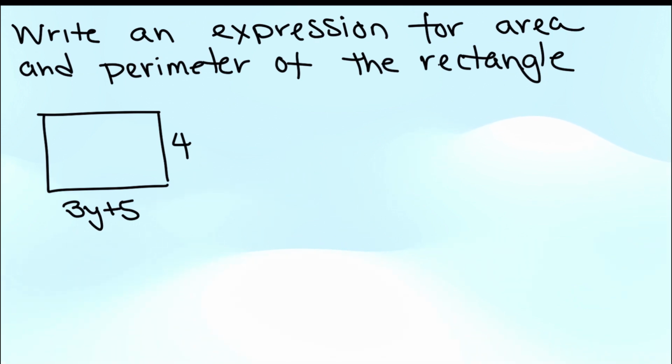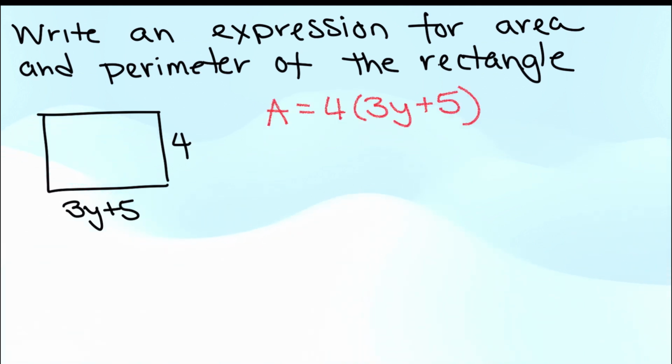Let's do another area and perimeter example. Write an expression for the area and perimeter of the rectangle. So we have a rectangle where one side is labeled as 3y plus 5 and the other side is labeled as 4. If we want to find the area of a rectangle, we multiply the length times the width. So to find area of the rectangle, we're going to multiply 4 times 3y plus 5.